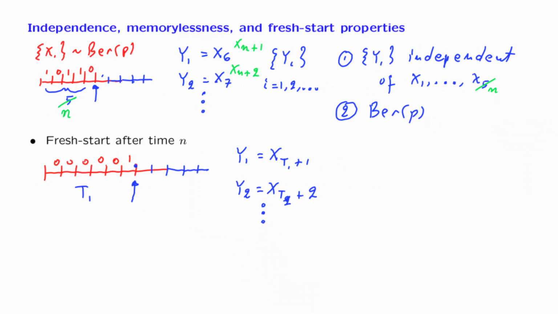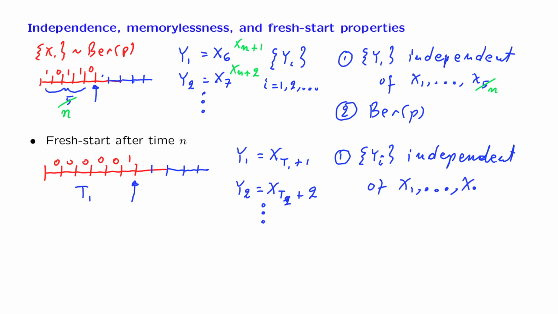Well, these trials happened in the past. We know what they were, but no matter what they were, the future trials will still be independent and independent of the past, and each one of the trials will have probability p of being a success. So the properties that we have again is that the trials that you see are independent of the past, which in this case is everything from X_1 up to time X_{T_1}, and what you see is a Bernoulli process.